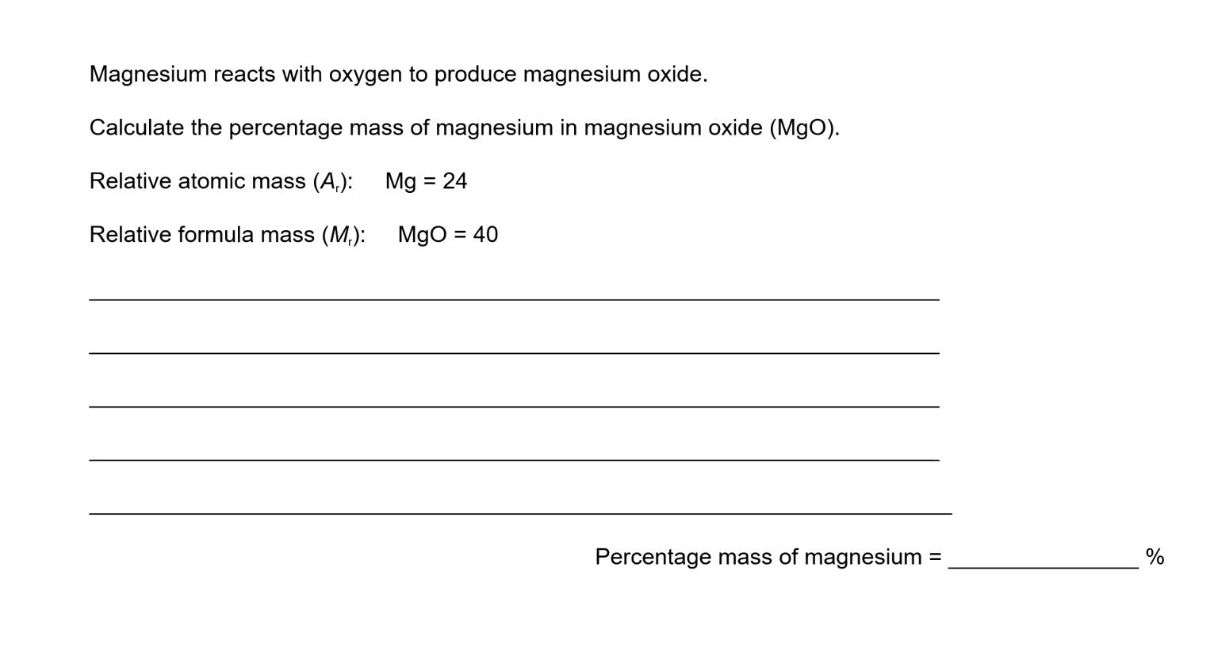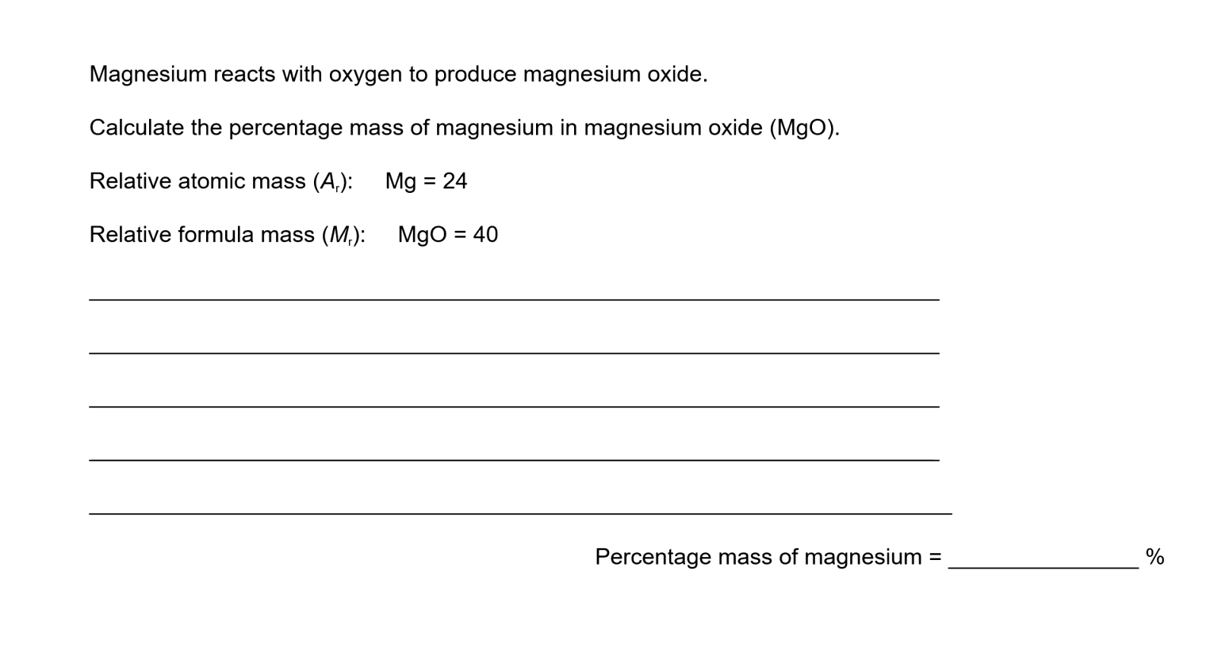Hello everyone. This video covers a couple of the basic calculations and types of questions you may get on the chemistry exam. This first question covers two concepts you need to know. First of all, how to identify the relative atomic masses and relative formula masses, and secondly, how to calculate the percentage mass of an element in a compound.